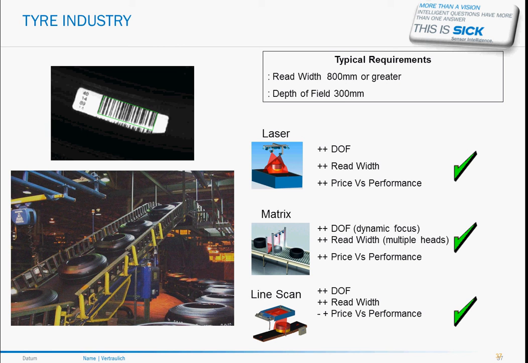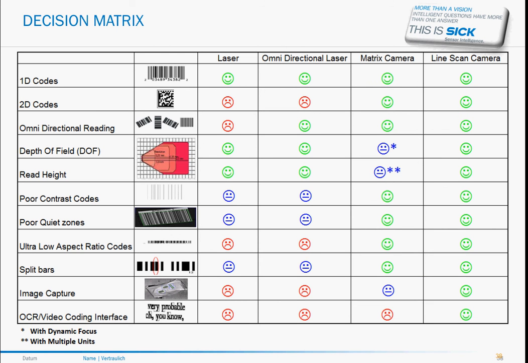This is the tyre application, and you can see everything works here. Truthfully, I think that the matrix reader works better on the tyre application because they quite often produce barcodes where they've got poor quiet zones. And this is actually being read here by a matrix reader, and it's a much better solution.